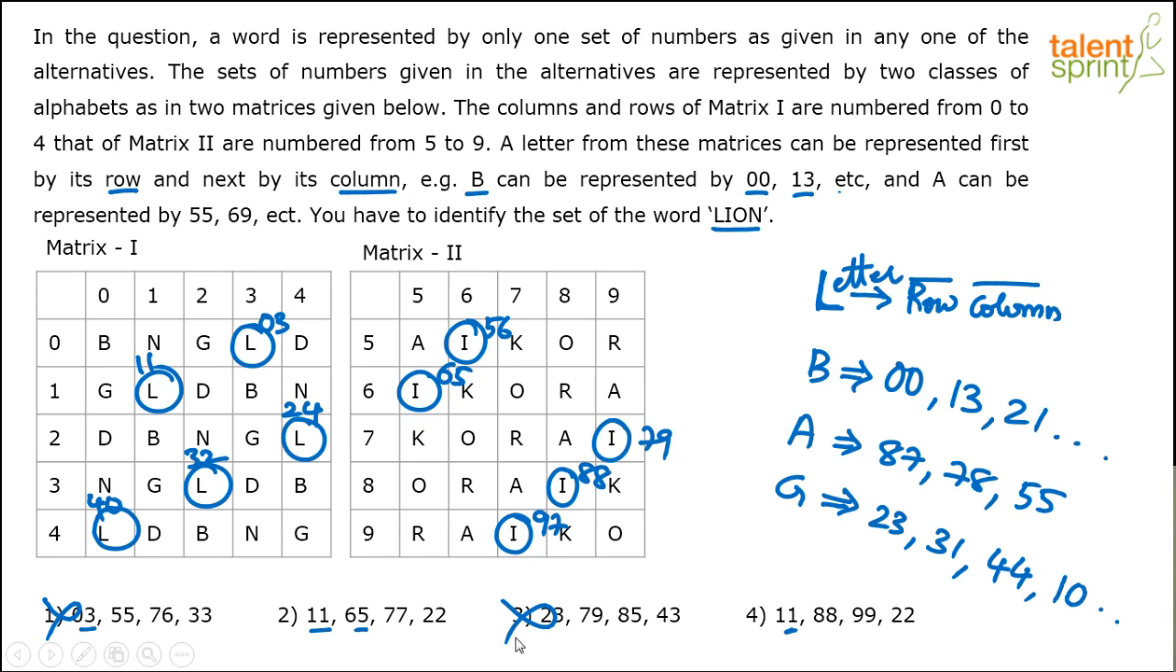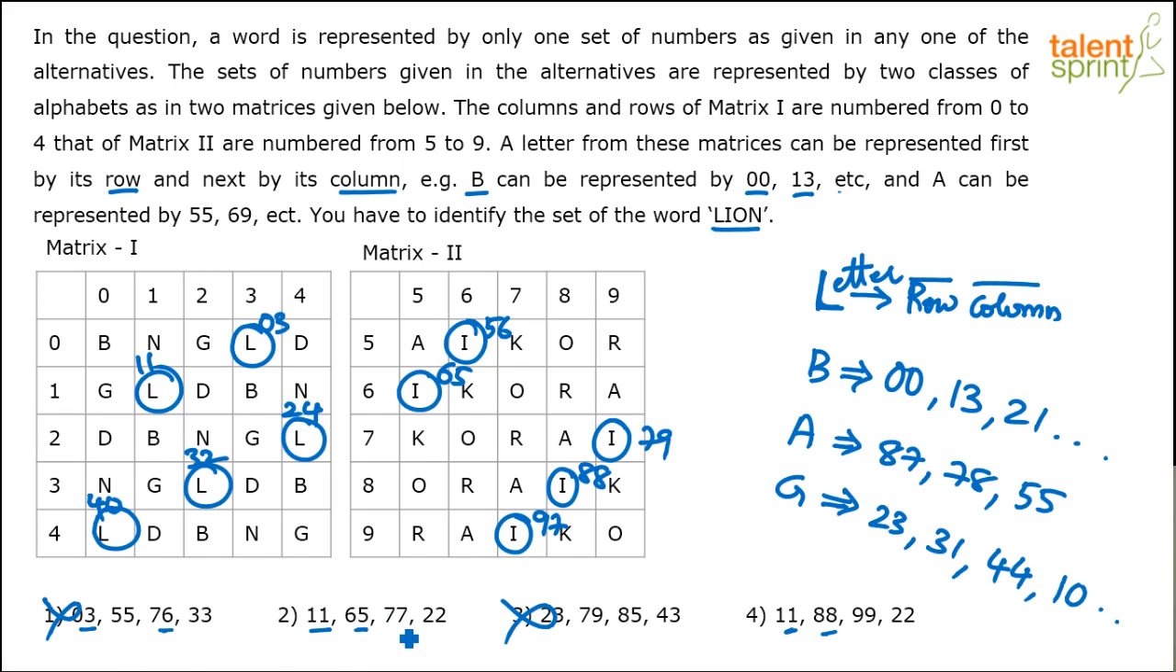65 is possible, right? 88 is also possible. So 2 options are remaining. Then go for O. Where is O? So just see, what is 76? Now only 2 options are left out, right? Option 2 and option 4.